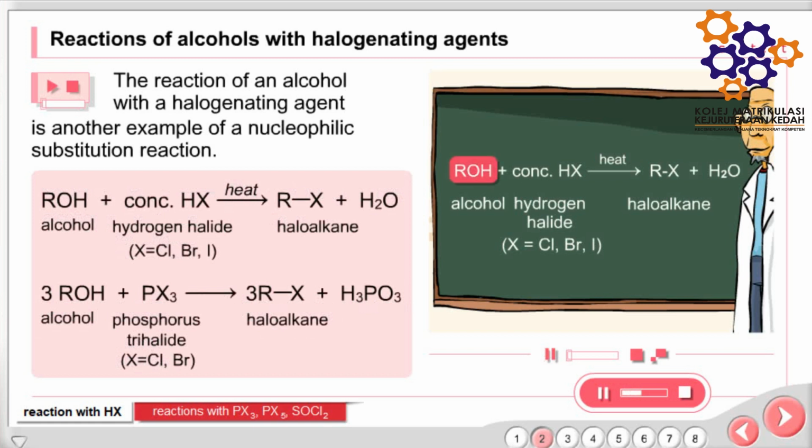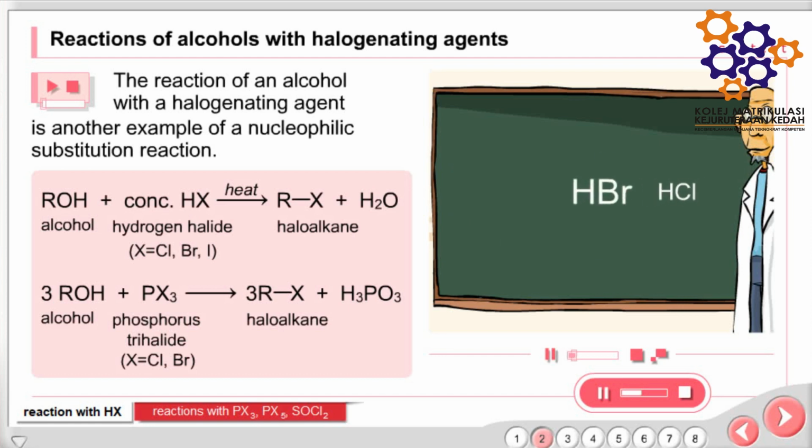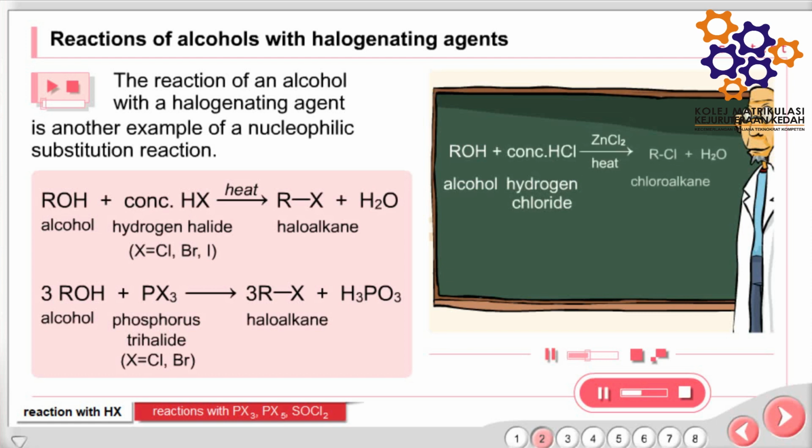The reaction between alcohols and hydrogen halides, HX, forms haloalkanes and water. The order of reactivity of the hydrogen halides parallels their acidity. That is, hydrogen iodide is more reactive than hydrogen bromide, whereas hydrogen chloride is the least reactive. The reaction between an alcohol and concentrated hydrogen chloride requires zinc chloride as catalyst. This reaction, also called the Lucas test, is often used to distinguish among the different classes of alcohols.